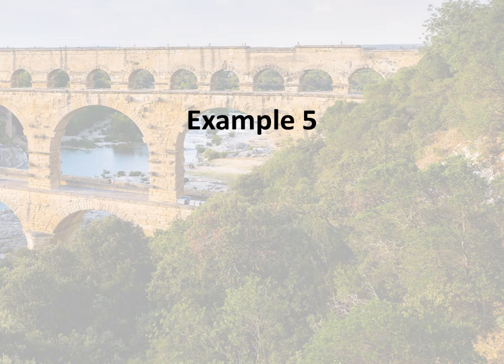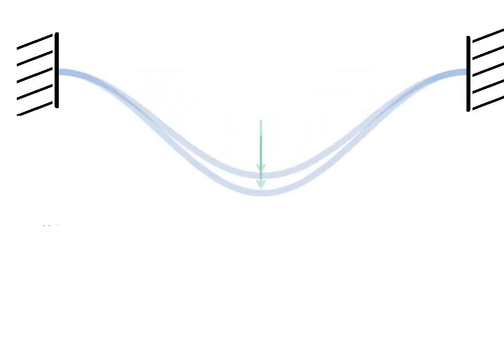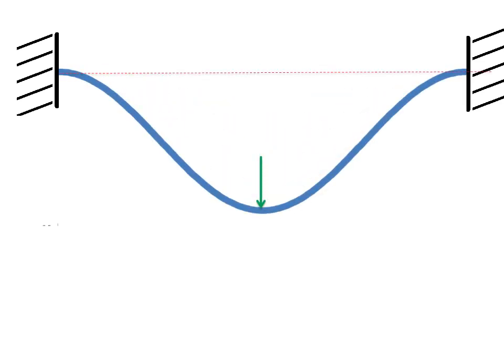Example 5. In this last example, the beam has 2 fixed supports. The deflected shape will be symmetrical about the center. At both ends, the deflection and slope are 0. Then, gradually, the beam changes from concave downward to concave upward, like a U-shaped curve, at the middle.